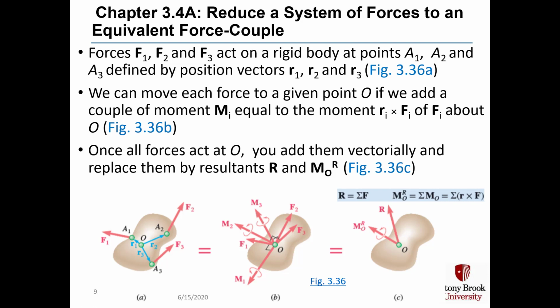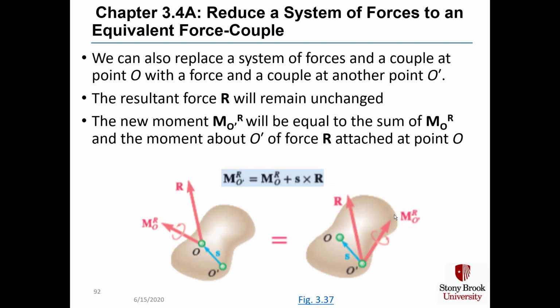And note this notation, M sub O, where R is a superscript. That means that you got a series of moments by moving forces from different points to point O, and then you added up all those moments to get one moment. And vector R means you moved forces F1, F2, and F3 to point O, and then you added up those three forces and got resultant vector R.